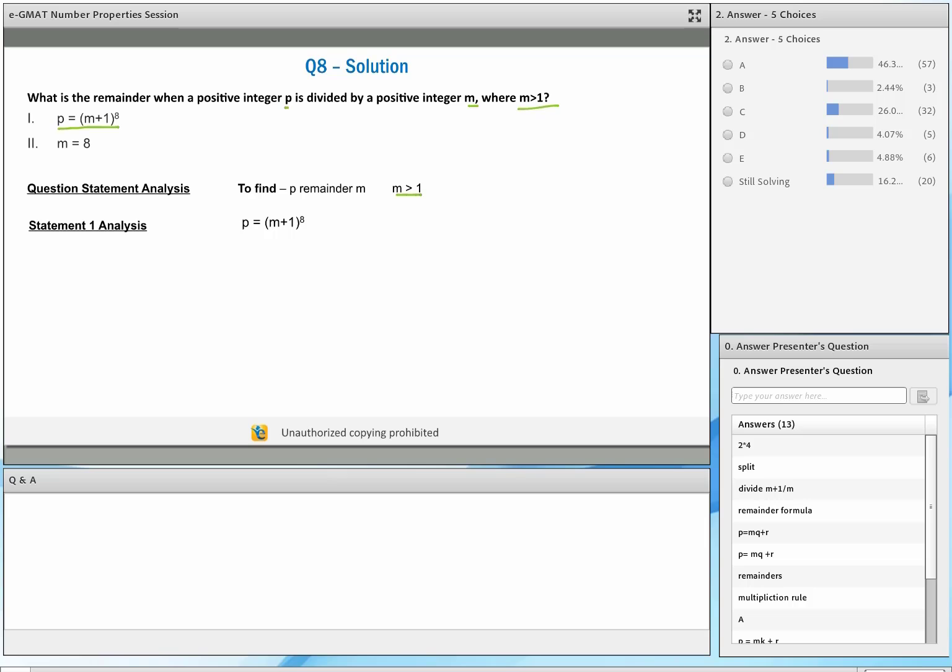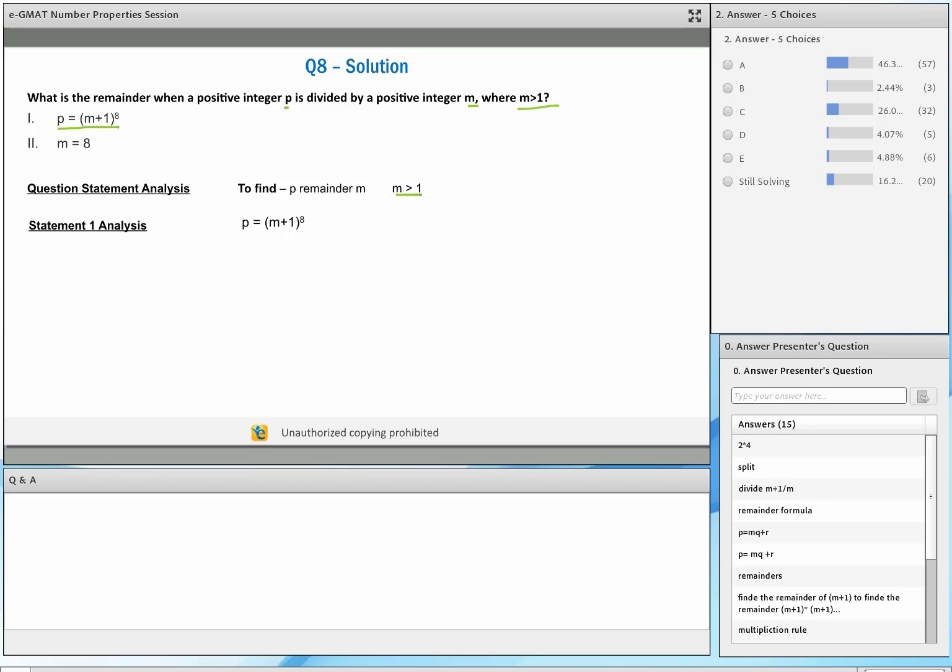And again, that's why retrieving concepts is very, very important. Right now we have learned a lot of concepts pertaining to divisibility and remainders. But what is that one concept or a couple of concepts that you need to retrieve in order to solve the question? That is the level to which you need to arrive at.